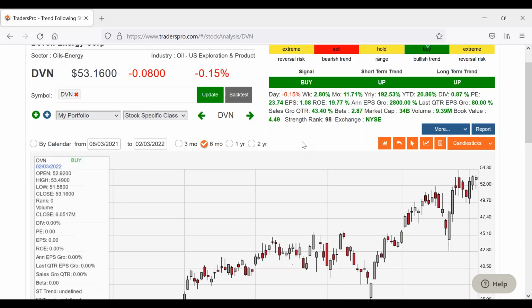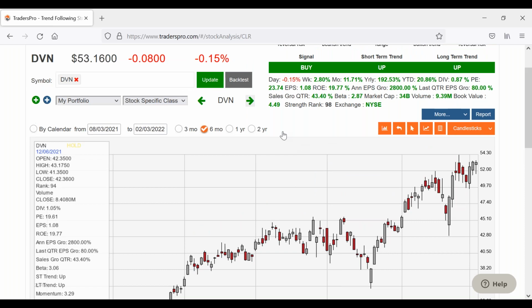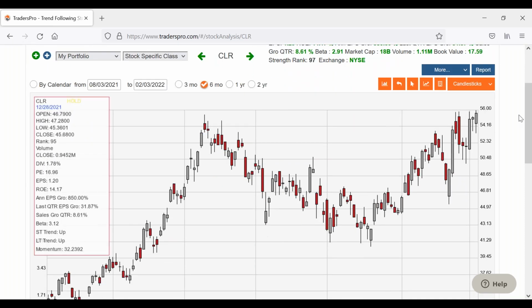Devon, same thing. Just kind of consolidating through here, and I think I had my stop. My stops are real tight. I think on these, they're right below here. Continental, CLR, right at the breakout area. Up a little bit today.